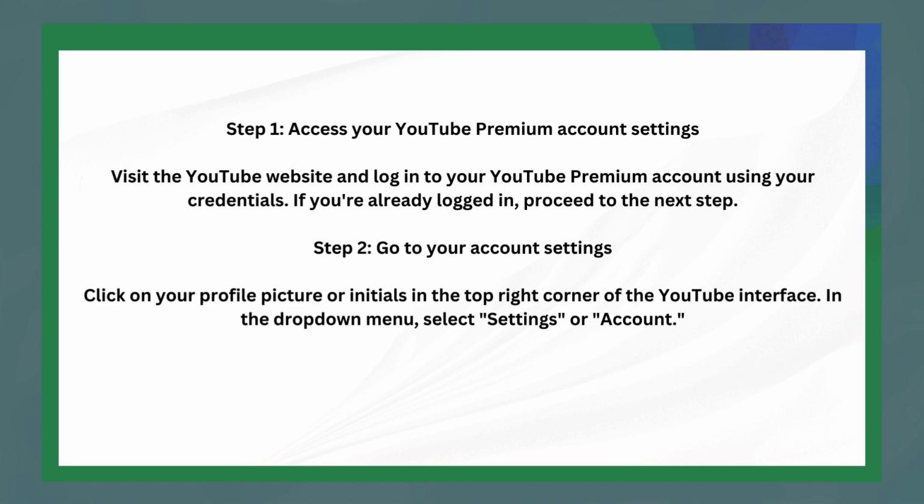The following step is to go to your account settings. So click on your profile icon or initials in the top right corner of the YouTube interface. In the drop down menu, select settings or account.